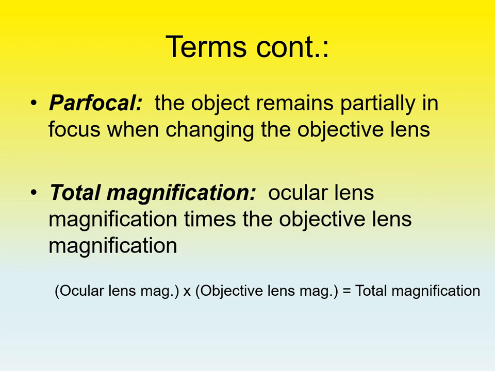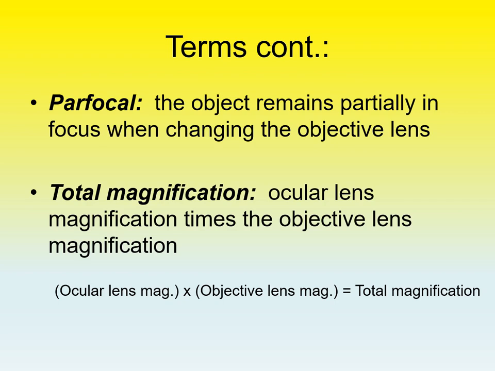So what are you actually looking at? Parafocal just means that when you get the specimen in focus and you go to switch to the next objective lens, it will still be there. Now, it may not be nice, fine, crisp, clear focus. It might be a little bit blurry, but you will still be able to see it. That's what parafocal means, and all microscopes are made that way. So when you switch to a higher objective lens, you don't have to start all over again with trying to find your specimen.